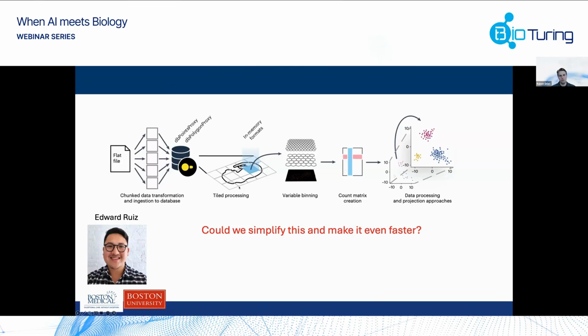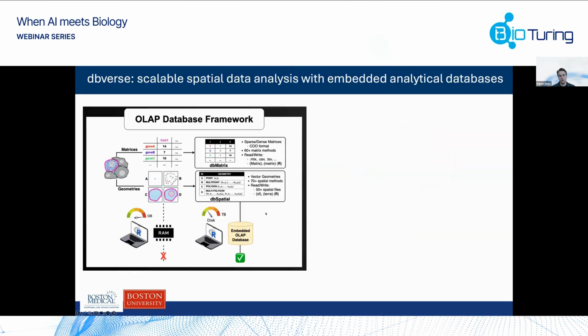And so this idea was, what if we actually use these databases and don't necessarily take everything in memory, but just keep it locally on your hard drive and use some of these new embedded analytical databases that are super fast, even on your on-disk representation, so you don't have to read it into memory and do everything in memory. And so we started making dbVerse, which has representations for matrix data, spatial geometries, now also sequencing data, and it can really keep everything locally on your hard drive.